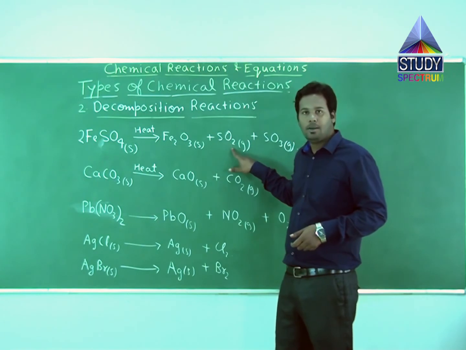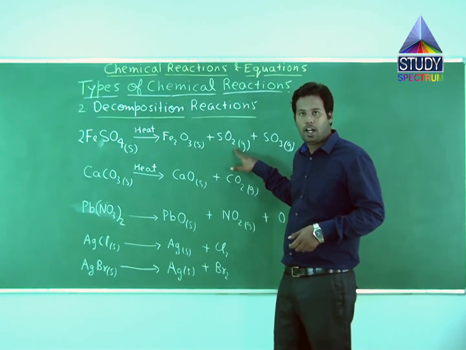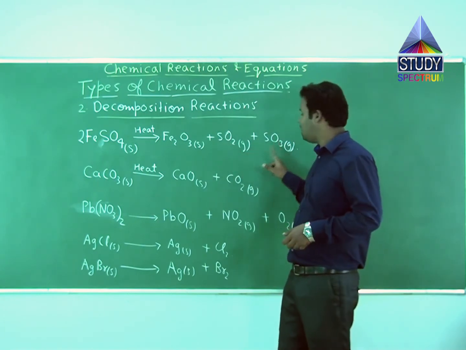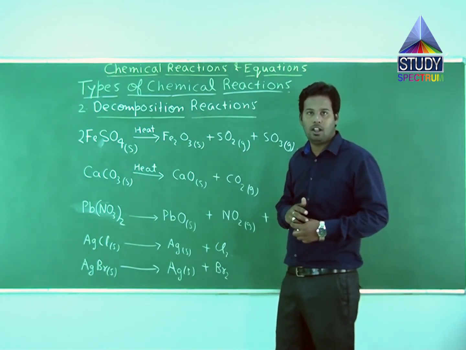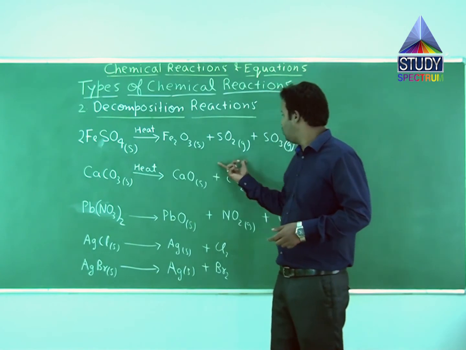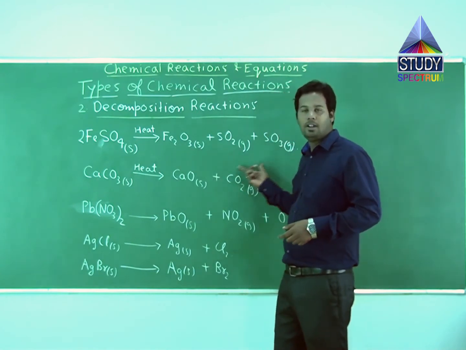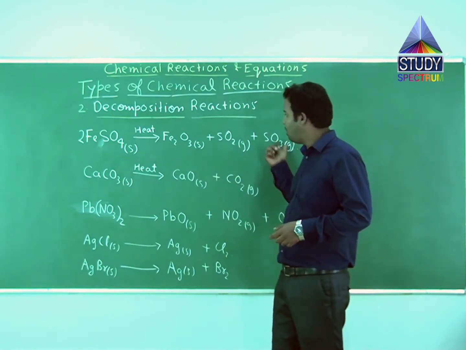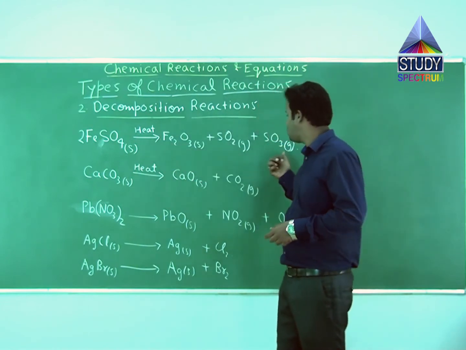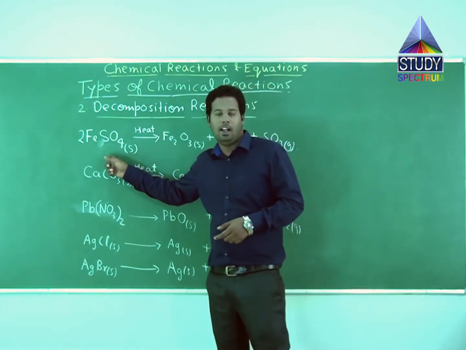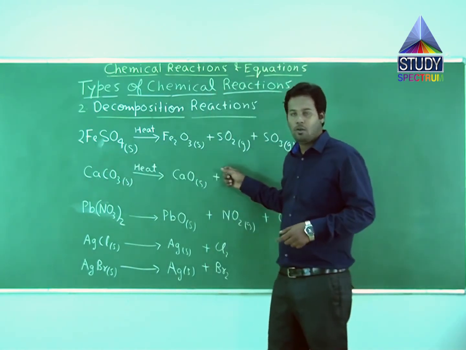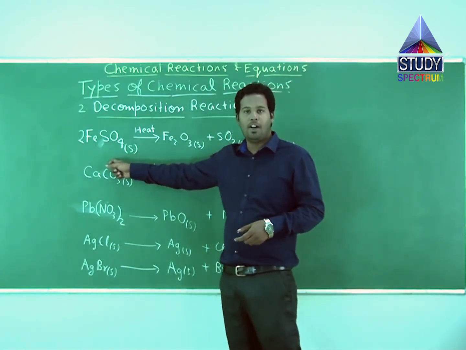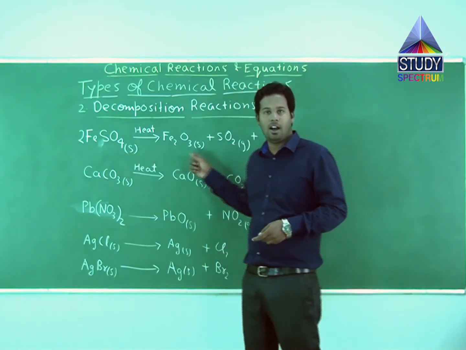The stoichiometric coefficient of SO2 is 1, and the suffix of oxygen is 2 in this particular molecule. So the number of oxygen atoms in this molecule is 1 into 2, that is 2. Similarly, the number of oxygen atoms in SO3 is 1 into 3, that is 3. So 3 plus 2 plus 3, that is 5 plus 3, that is 8. So the number of oxygen atoms in RHS is also 8, and that is what it is in LHS also. So this reaction is completely balanced. Why? Because we have balanced the number of atoms of each element in LHS and RHS also.